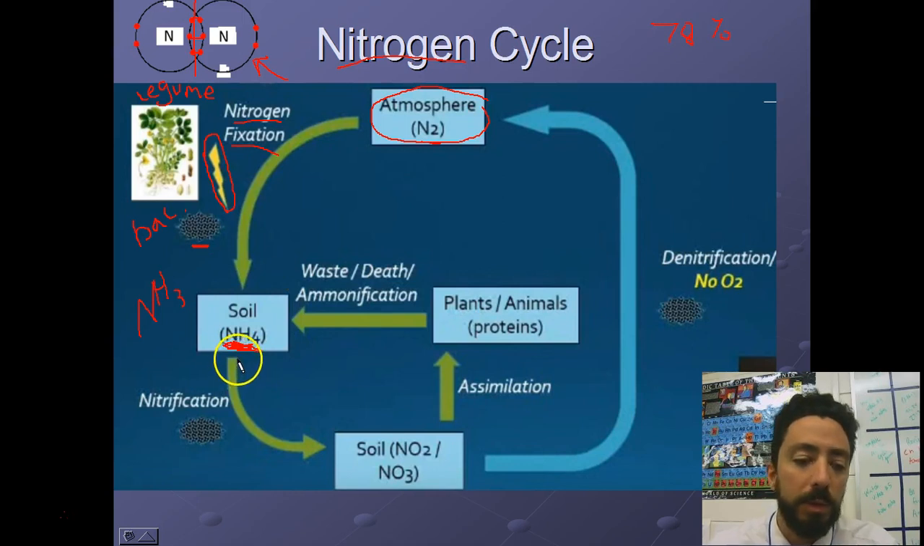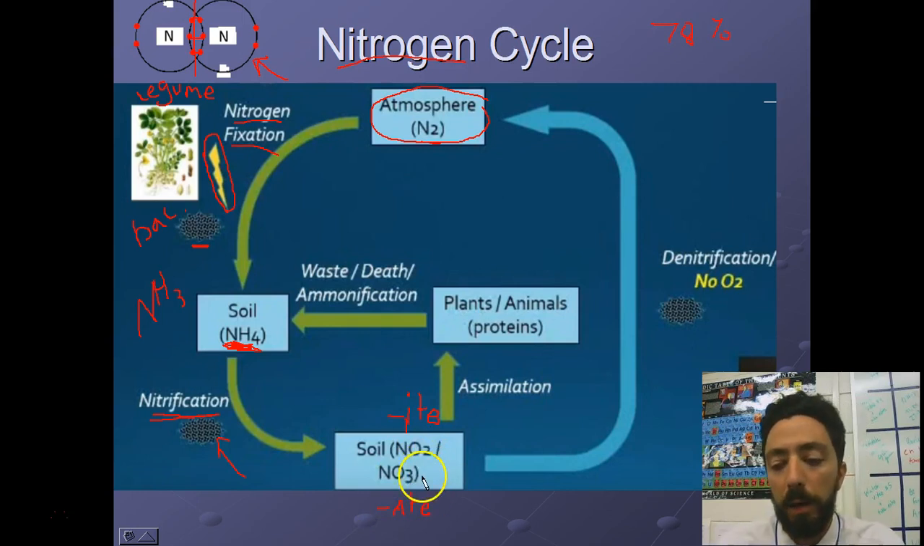It has to go one more step, and so we have a different set of bacteria that undergo nitrification. What it's doing is replacing the hydrogens with some oxygens, and you get nitrite, which is the ITE ending, meaning fewer oxygens, and you get nitrate, which is the ATE ending, which means it has more oxygens. Both of these are good for plants to use. The nitrate is much better. So nitrate is the one plants really like.